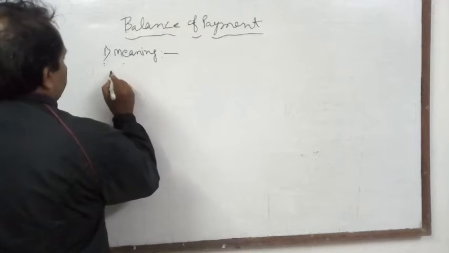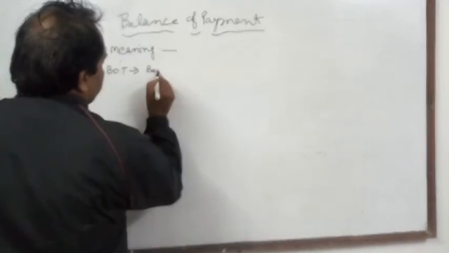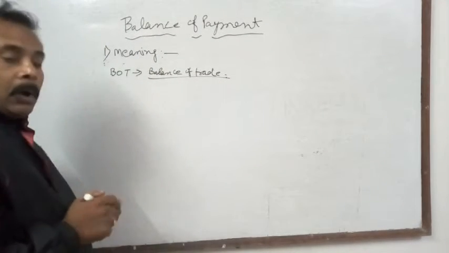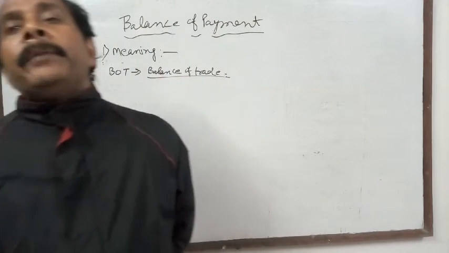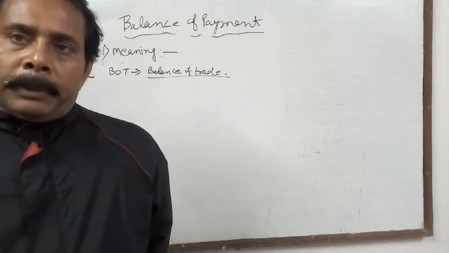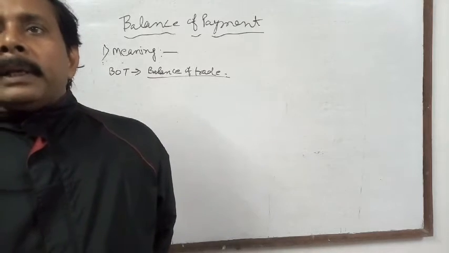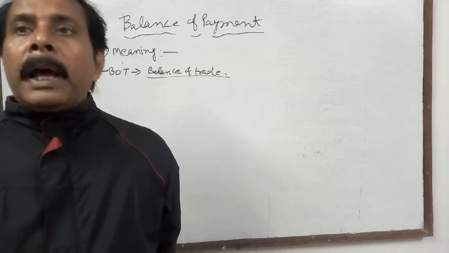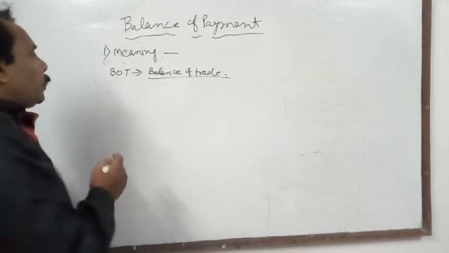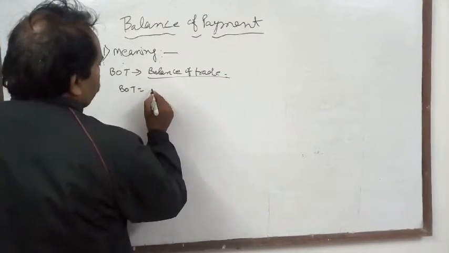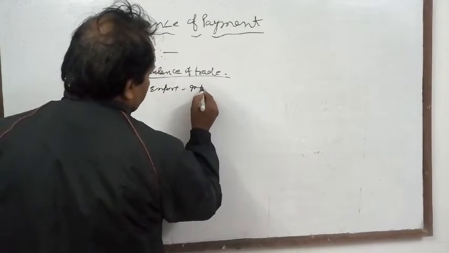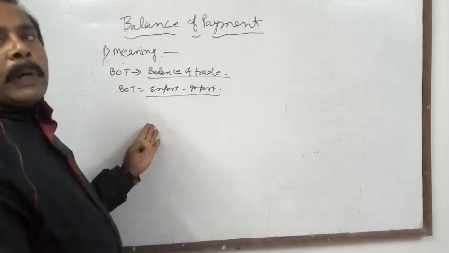BOT, or balance of trade. Clear? Now, what is balance of trade? It refers to the difference between the amount of export and import of visible items. Once again, balance of trade is the difference between the amount of export and import of visible items, that is known as BOT. Okay, so BOT is equal to export minus import. Okay, and that is also known as net export.